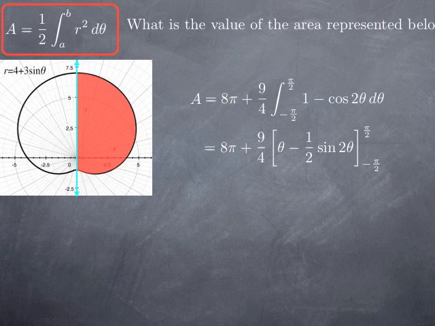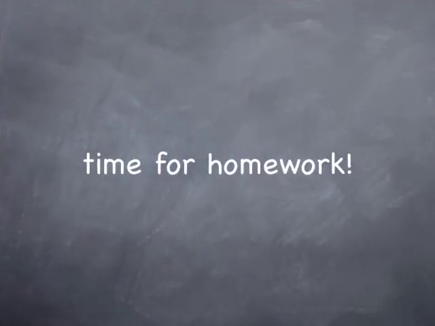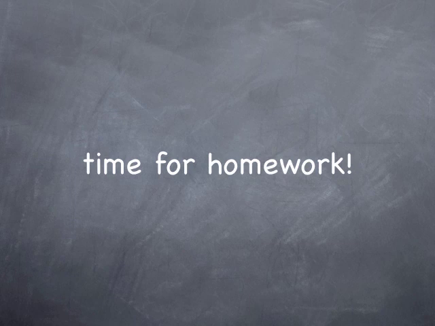Theta evaluated between negative pi over 2 and pi over 2 is pi. And then you see that sine 2 theta at either one of these bounding values is going to be 0 because sine pi or sine negative pi is 0. So we obtain 8 pi plus 9 pi over 4, which is 41 pi over 4. That's just 2 examples. You will see more examples in your homework. That concludes our study of polar curves, and now you should turn to homework.